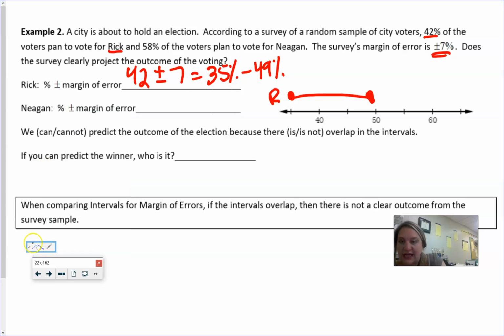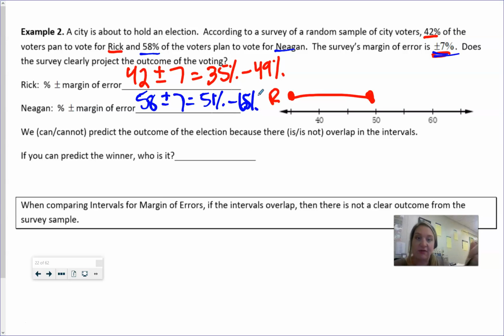All right, and then with Negan, where is he? 58% are for Negan. So we're going to do 58, and we're also going to add and subtract 7, because that's still my margin of error. 58 minus 7 is 51, and then 58 plus 7 is going to be 65. So that's his interval of possibility. So that is 51 to 65, so there's Negan.